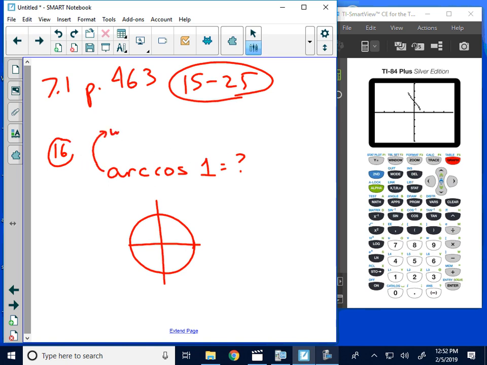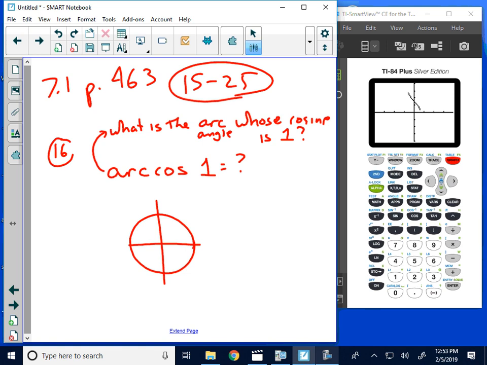What is the arc whose cosine is 1? That's what you're trying to find. Okay? Now, you can think arc. You can also think angle if you really want to do angles, although I sort of prefer arcs here. So what is the arc?